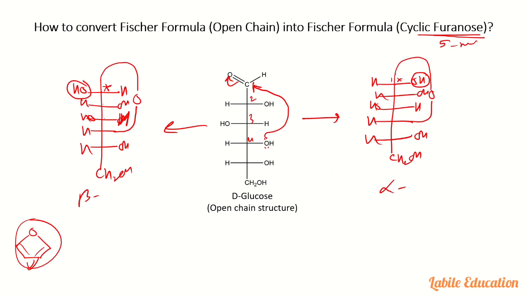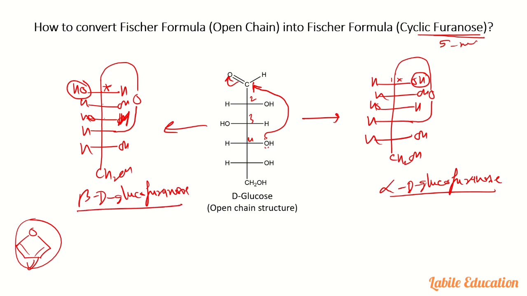So these are the two Fischer formulas, and these will be alpha D gluco furanose and beta D gluco furanose. So these are the cyclic structures in the Fischer formula.